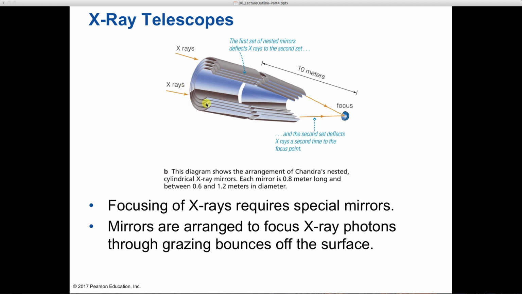So these are X-ray mirrors. This is an X-ray telescope mirror. It's very weird. It's all these concentric cylinders that gradually focus the X-rays down to a point on some device that can capture them and measure their wavelength, and thereby measure their energy. So it's not an easy thing to do.